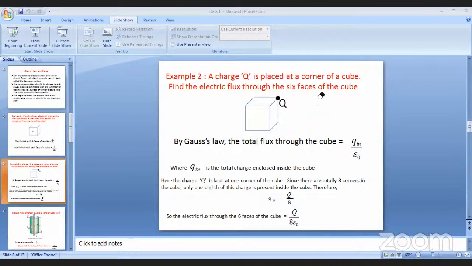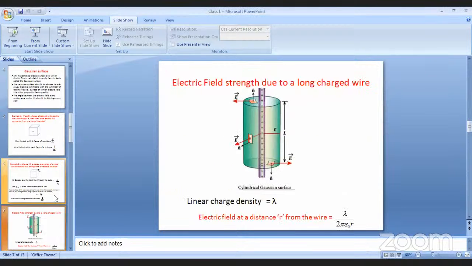Right. Now we have discussed the two examples. Now we shall move on to some of the applications of Gauss law. We have discussed already that Gauss law gives the relation between the electric field and the total charge. So integral E dot ds equals q by epsilon 0.